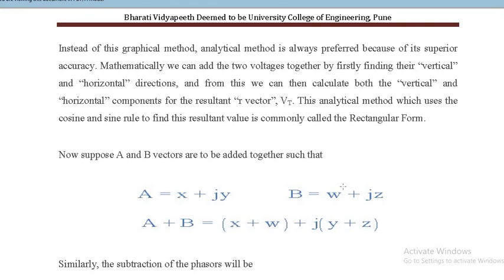Similarly over here, when I add a plus b, the real part is added, that is x plus w, plus j, the imaginary part is added, that is y plus z. Now let us say it would have been w minus jz. In that case the real part would have been x plus w, but the imaginary part would have been j in brackets, y minus z.